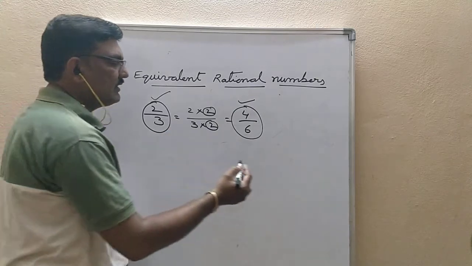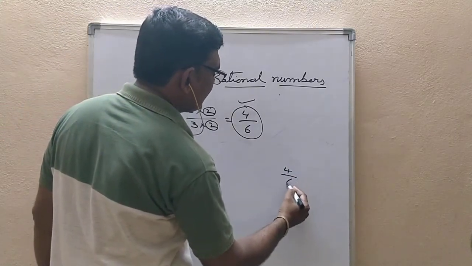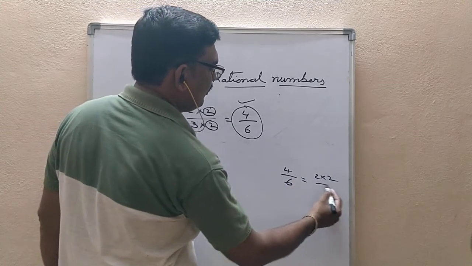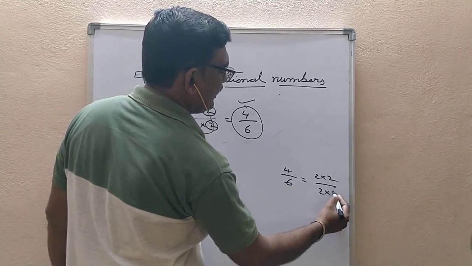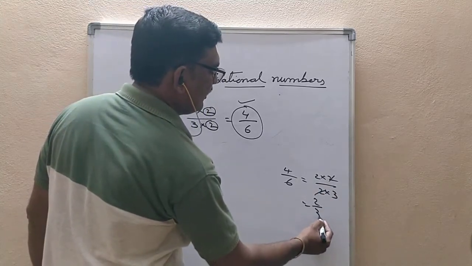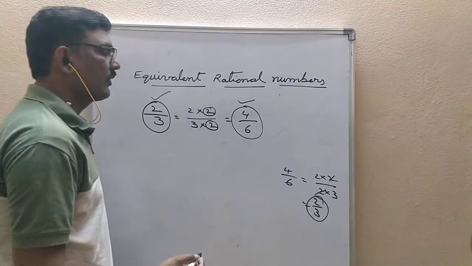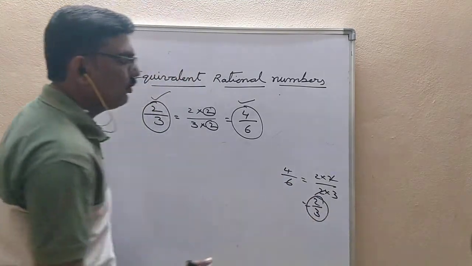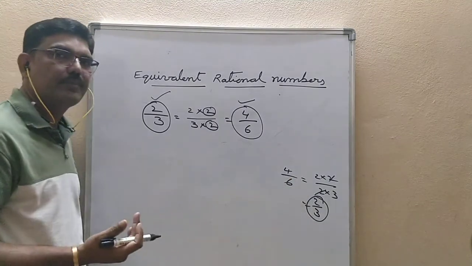Why are they equal? If you take 4 by 6, you can write it as 2 into 2, over 2 into 3. The 2 cancelled. Then what remained? 2 by 3 remained. So 4 by 6 is nothing but 2 by 3. It is equal, meaning the same.